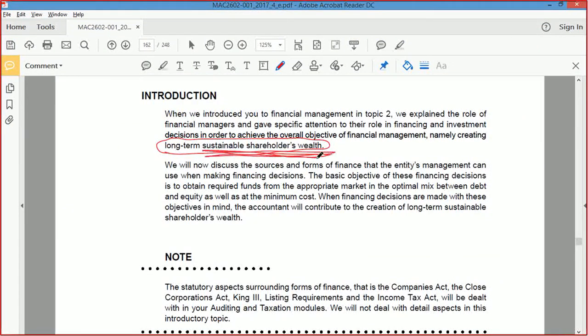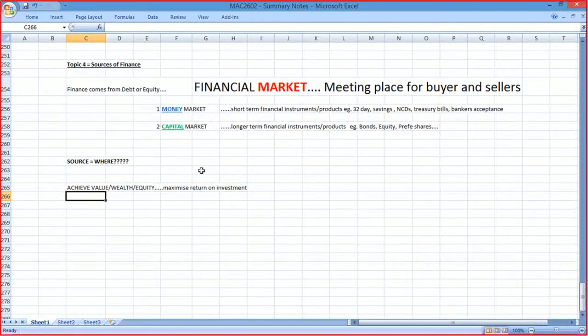Sustainable shareholders' wealth. The only way we're going to achieve shareholder wealth is by investing. Okay, so taking resources and allocating those resources to a particular company or business. Right, and that business would hopefully grow and expand and be able to compensate the investor, either in the form of dividends or interest, depending on what type of investment the investor had taken out. Okay, so we're looking at debt and equity.